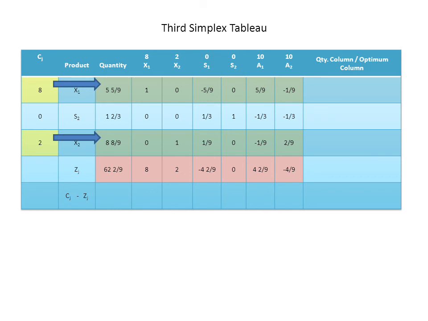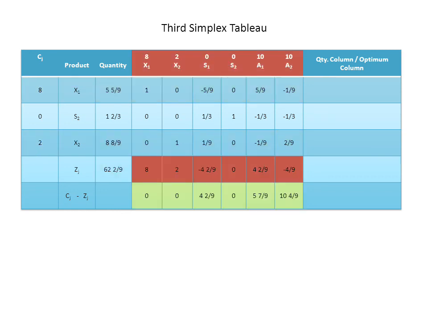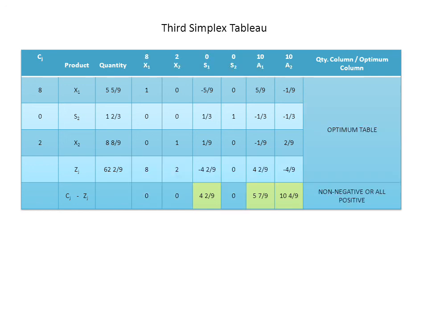We then compute for ZJ row values, then CJ minus ZJ row values. As the table shows, the non-zero entries in the CJ minus ZJ row are all positive. That informs us that the optimum table has been obtained. Decision: x1 equals 5 and 5 over 9 units, x2 equals 8 and 8 over 9 units, and minimum of C equals 62.22.